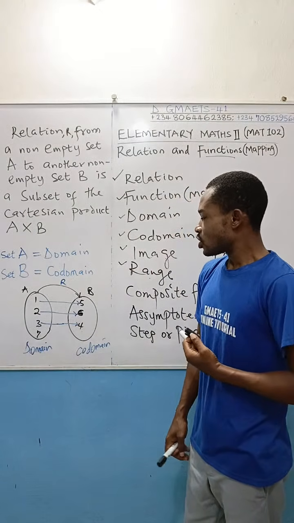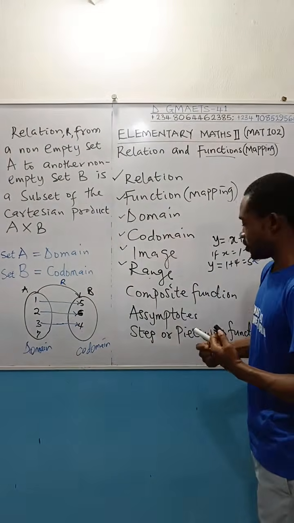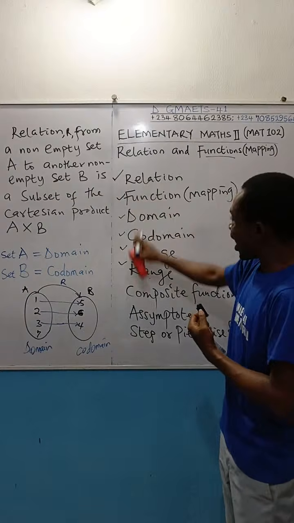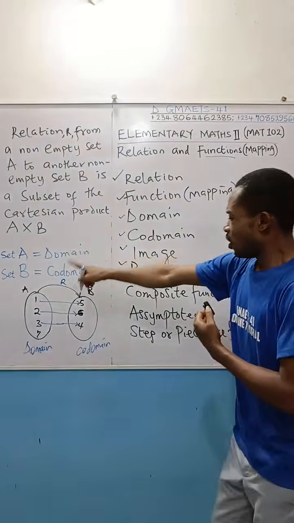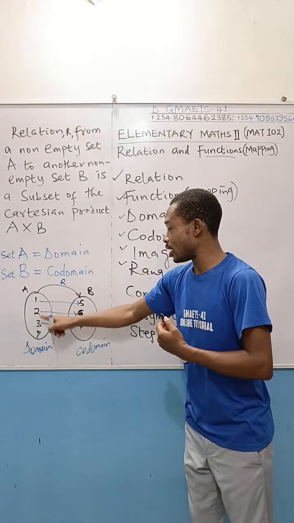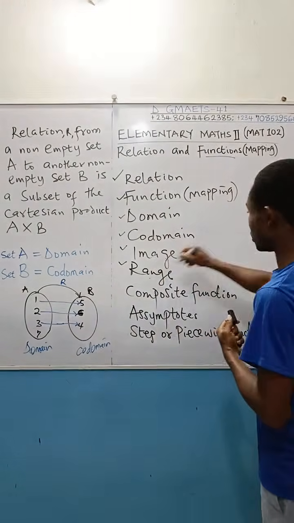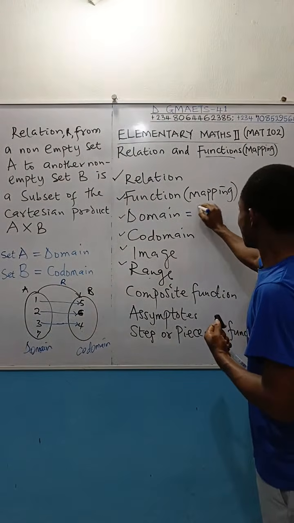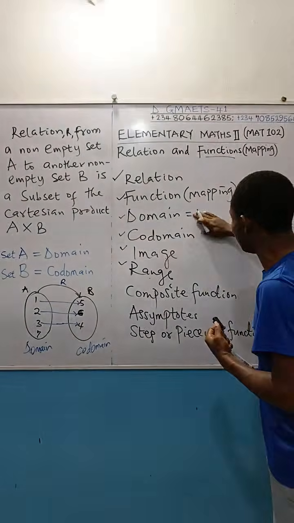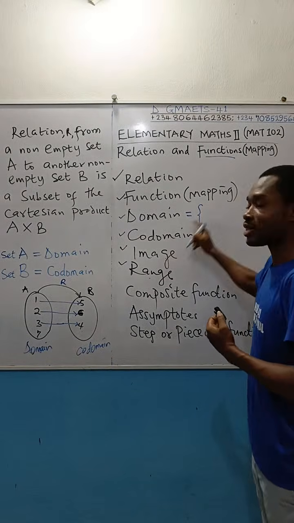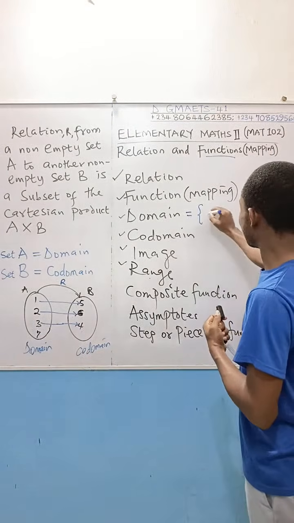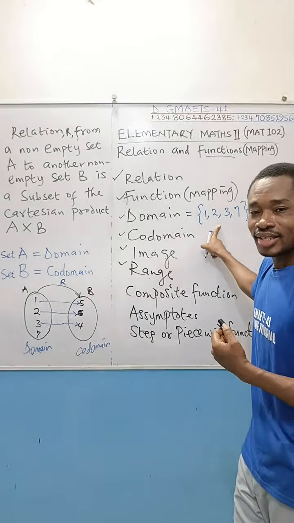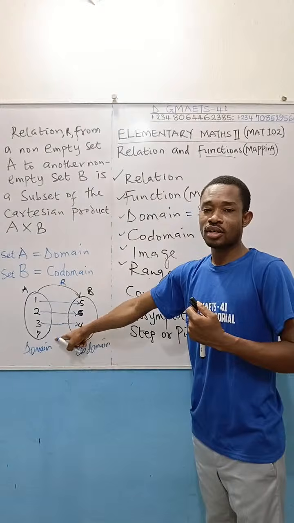All right. So now, from what I interpreted here, and based on what I really want you to know about the aspect we are covering today, already you know that our domain is 1, 2, 3, 7. That's the domain. In this case, the domain is this set of elements. You must use the set symbol, this brace bracket. So we have {1, 2, 3, 7}. This is the set called the domain with respect to this relation.